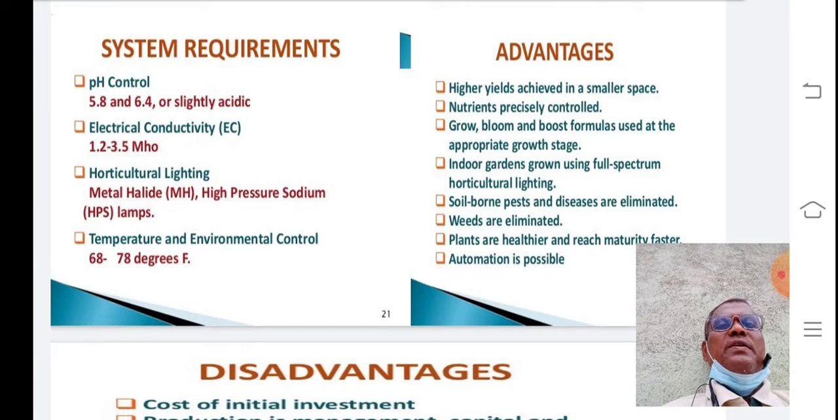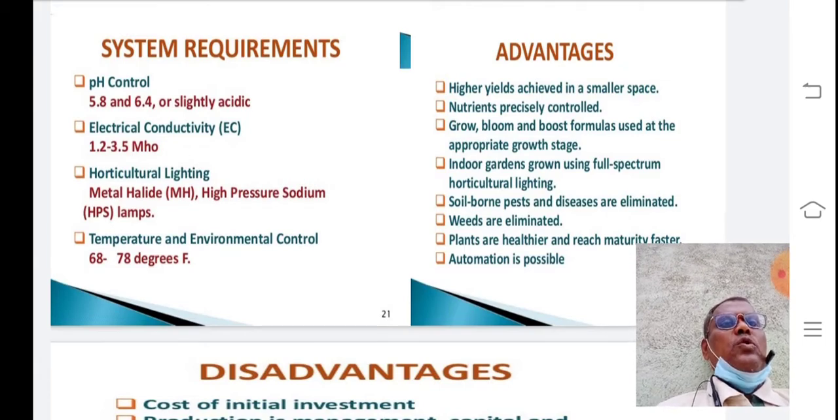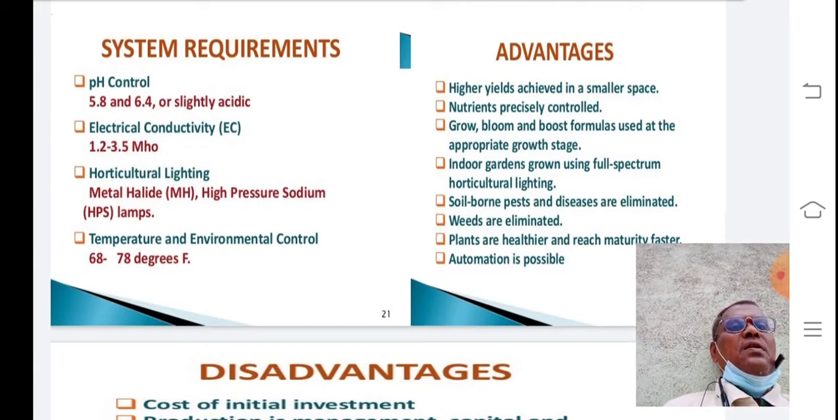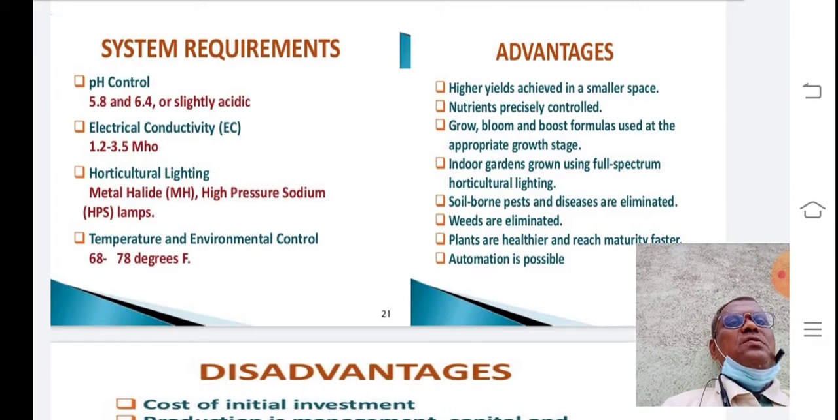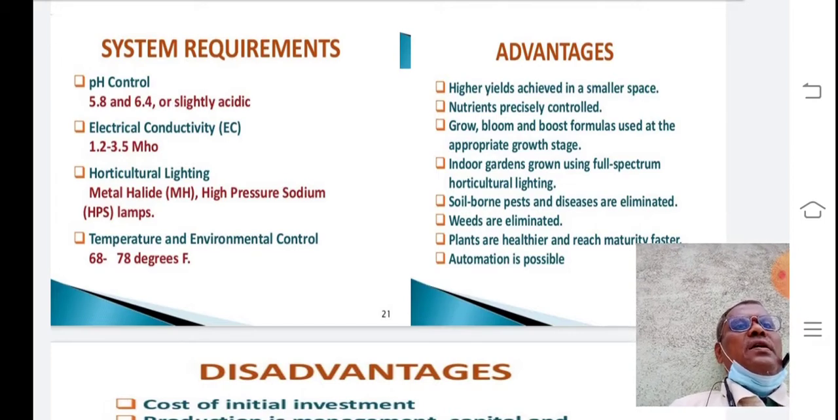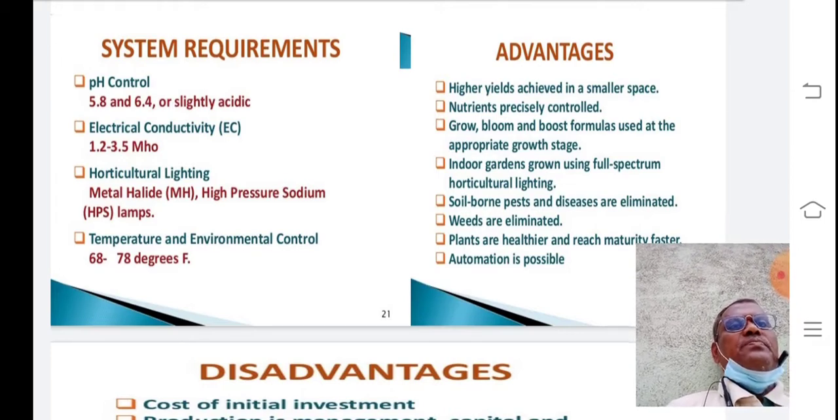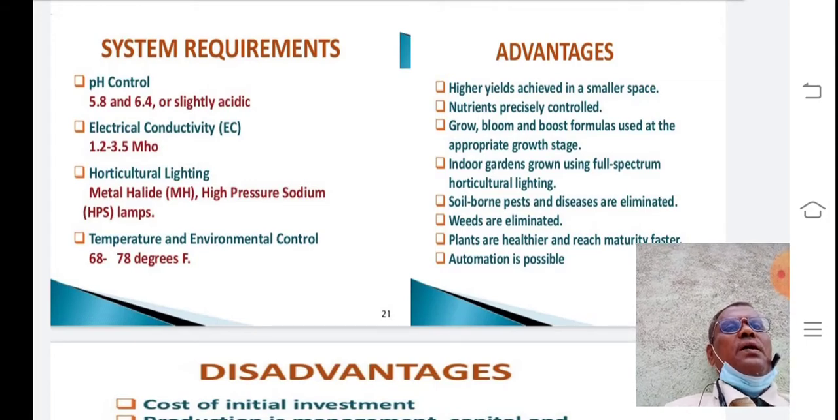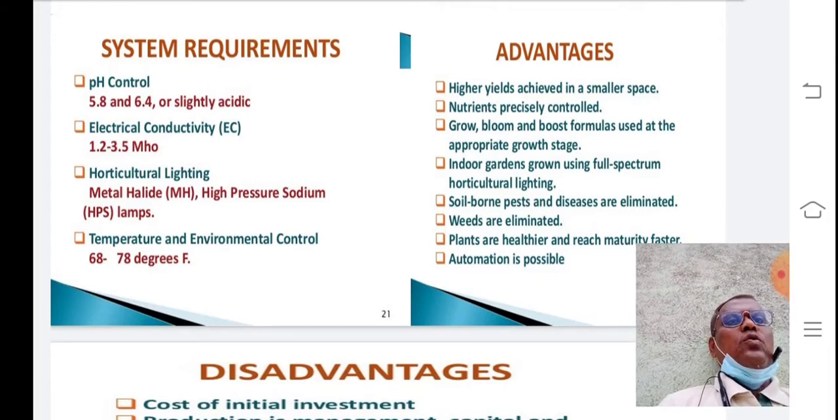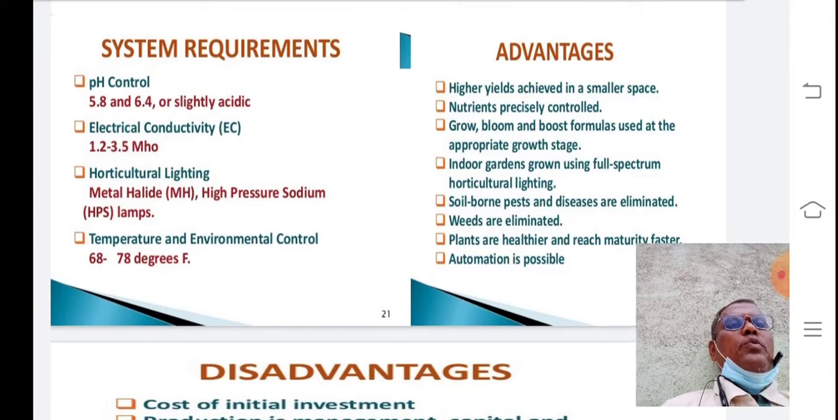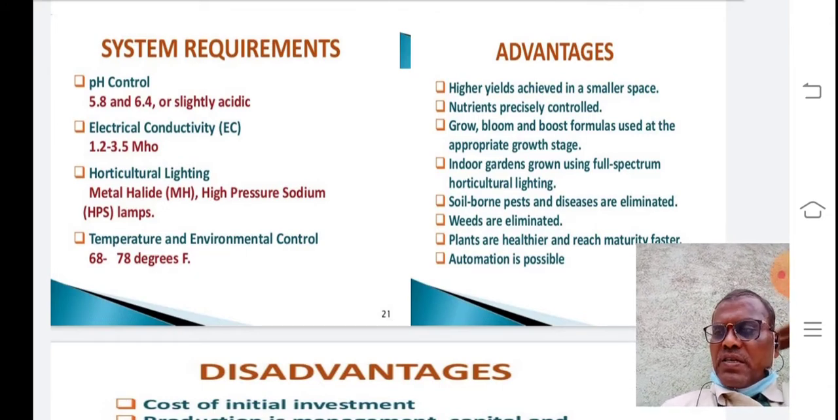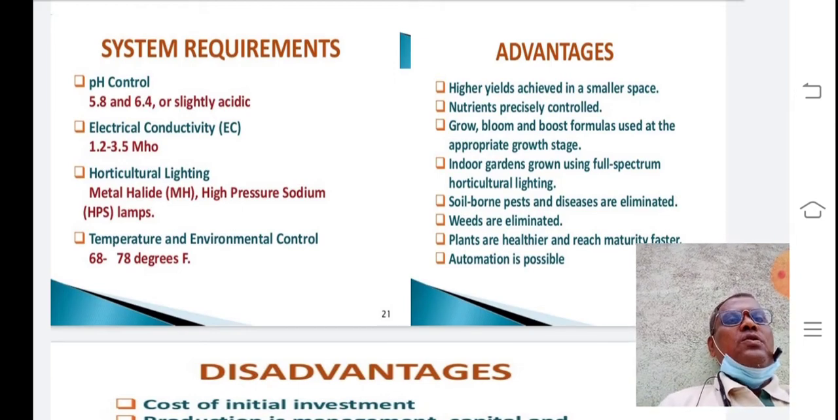68 to 78 degrees. So more light intensity is given, and advantages of this system are there: higher yield achieved in a small space, nutrients precisely controlled, then grow, bloom and boost formulas used at the appropriate growth stage. Grow means plant growth, bloom is in the flowering, and the boost formulas and the harvesting. So therefore it is used.